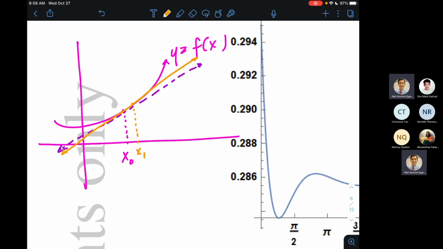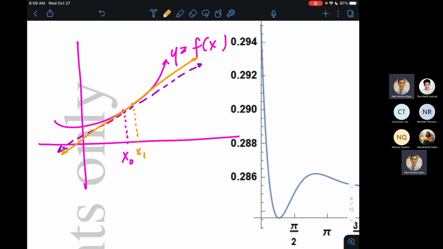Tapos kung makikita nyo, mukhang malapit naman siya dun sa purple line. So their slopes should be close to each other. And we will get better and better estimates for the derivative if x1 becomes closer and closer to x sub 0. Kasi kapag yung dalawang points super lapit na sa isa't isa, then yung secant line passing through the points corresponding to these two x values will be very, very close to the tangent line.